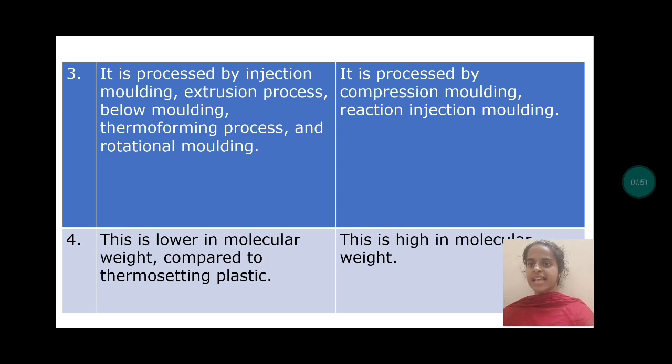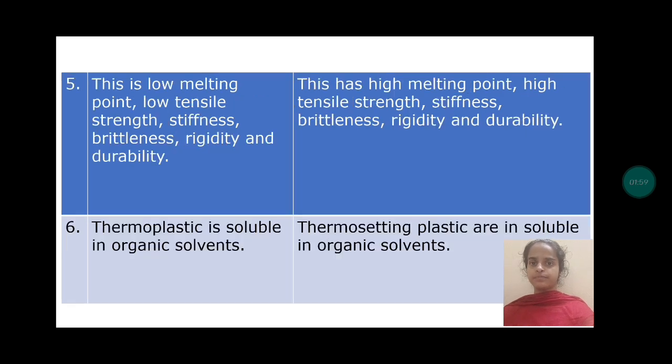Thermoplastics have lower molecular weight compared to thermosetting plastics, and thermosetting plastic has high molecular weight. Thermoplastics have low melting point, low tensile strength, stiffness, brittleness, rigidity, and durability. Thermosetting plastics have high melting point, high tensile strength, stiffness, brittleness, rigidity, and durability.